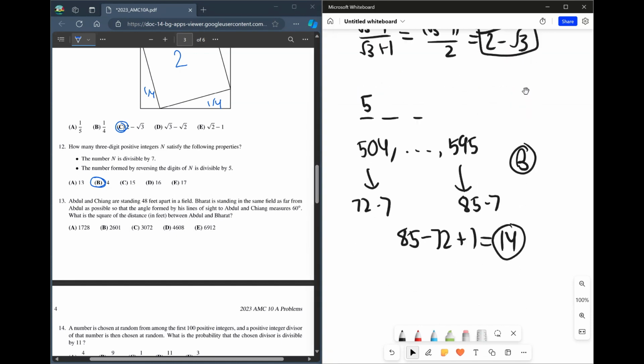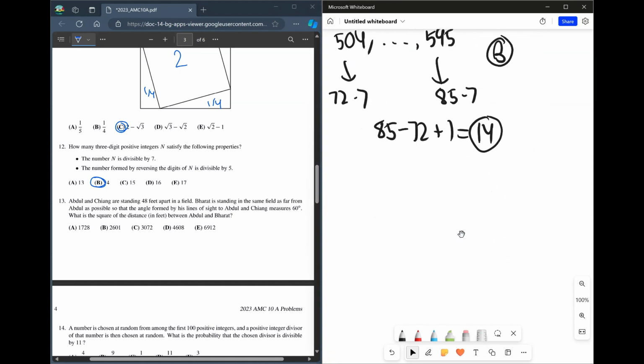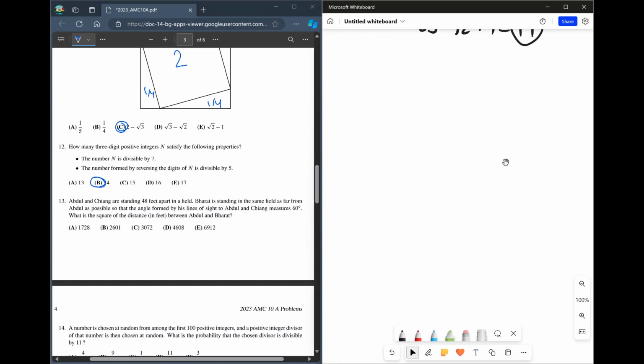And that gives answer B. Problem number 13. Abdul and Chiang are standing 48 feet apart in a field. Bharat is standing in the same field as far from Abdul as possible, so that the angle formed by his lines of sight to Abdul and Chiang measures 60 degrees. What is the square of the distance between Abdul and Bharat?